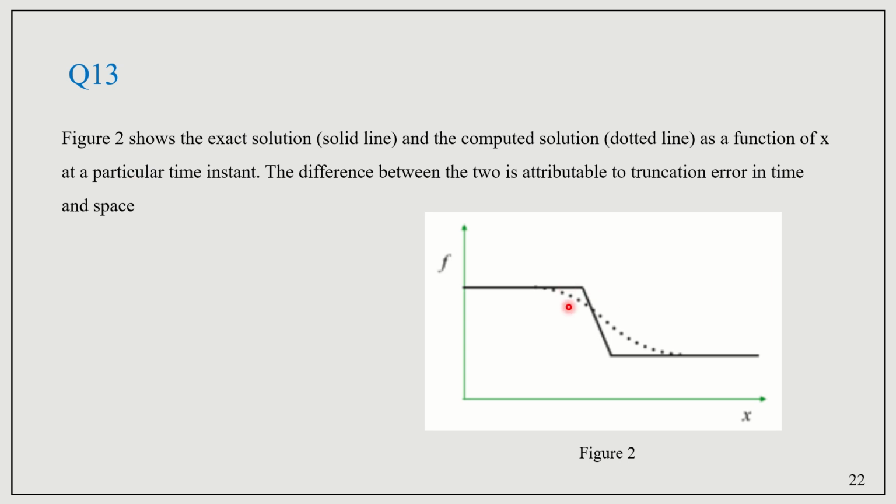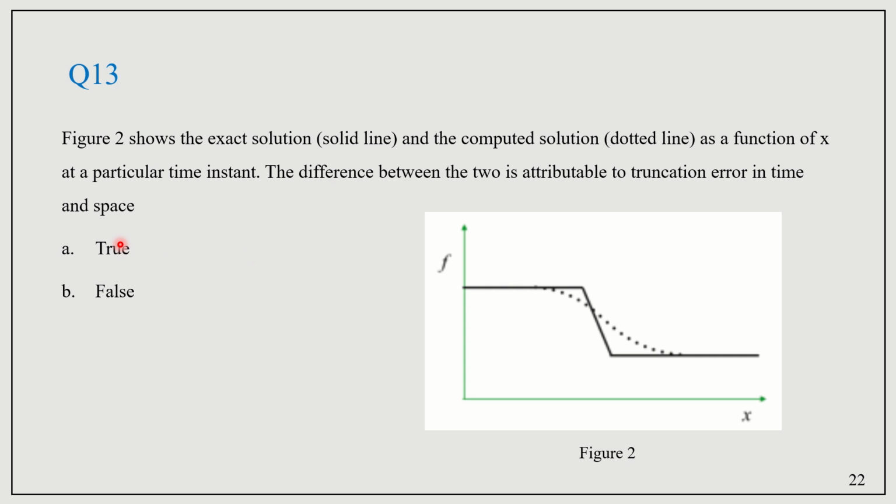So we have a difference between the two schemes, I mean two lines, that is we have a difference between the exact solution and the computed solution, that is it is not exactly matching. The difference between two is attributable to truncation error in time and space. Option A true, option B false.